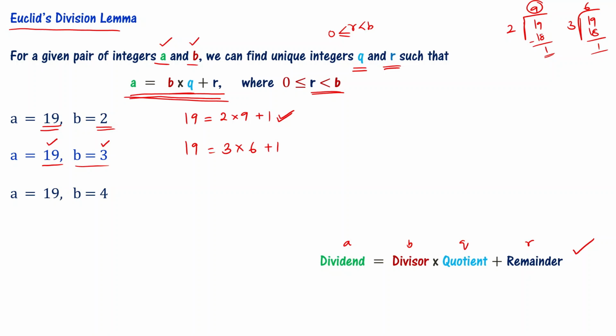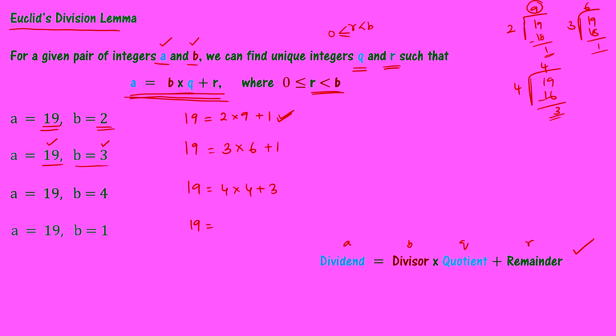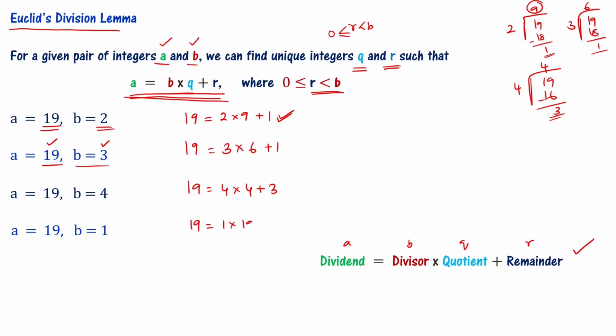Let us consider another example. 19 and 4. Let's divide 19 by 4. 4 times 4 is 16. When you subtract, you get the remainder 3. It means 19 equals 4 into 4 plus 3. Let's take another example, that is 19 and 1. I can write this as 19 equals 1 into 19 plus 0.